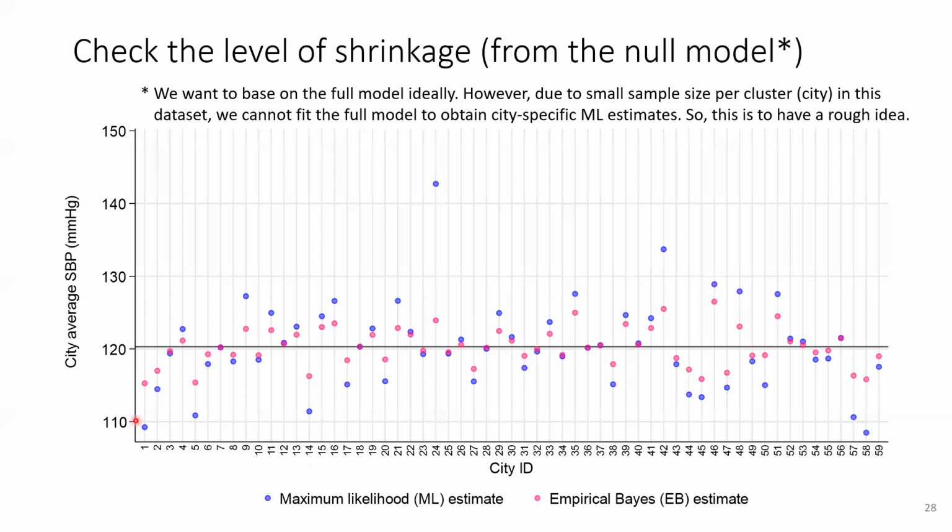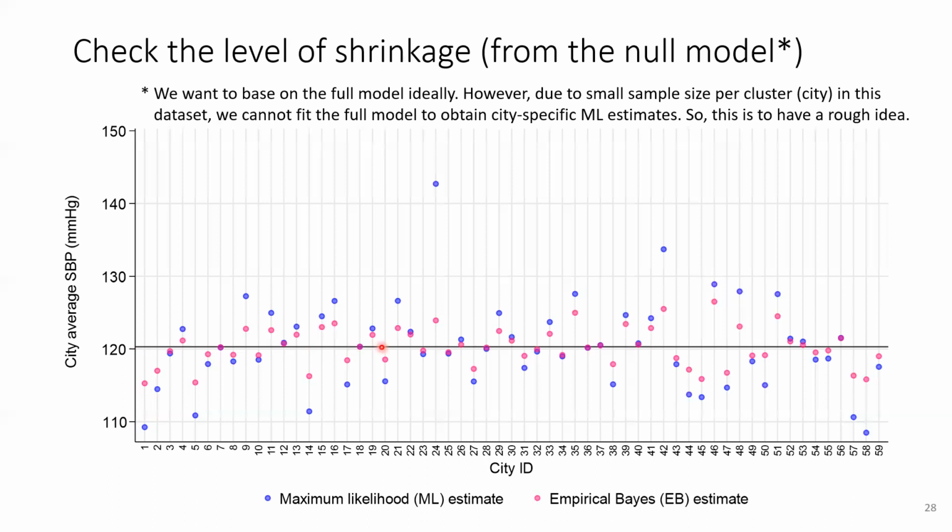The blue dot shows the observed average. It is the maximum likelihood estimate, which is just the mean of the observations in the city. So if there are 10 observations within the city, this blue dot is given by averaging these 10 systolic blood pressure values. And the red ones are city-specific mean estimates from the mixed effect model.